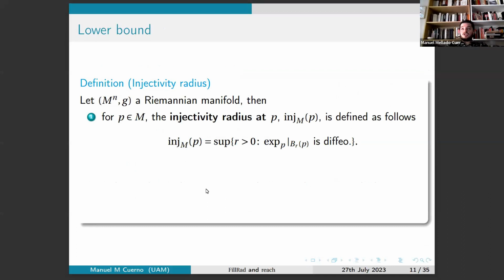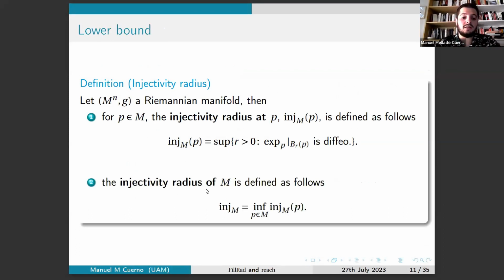Now, I have shown an upper bound. I'm going to show now a lower bound. Firstly, I want to recall the definition of injectivity radius. For a Riemannian manifold and every point p in the manifold, the injectivity radius at p is the supremum of r greater than 0 such that the exponential map on that ball is a diffeomorphism. And we can define the injectivity radius of the whole manifold as the infimum of the injectivity radius.